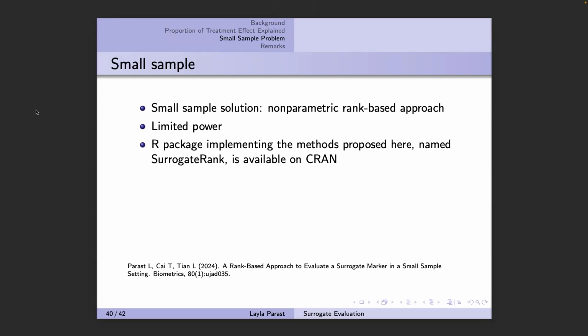So this is one non-parametric solution for the small sample problem. I'm still thinking about ways to improve this. This just came out. But we know we don't have great power, right? I mean, I can't make magic happen. I have a small sample size. So I have limited power, but it is at least a non-parametric approach. And I just really love rank-based stuff. So I'm happy it seemed to have worked out. We have an R package that implements it all, surrogate rank, which is on CRAN.